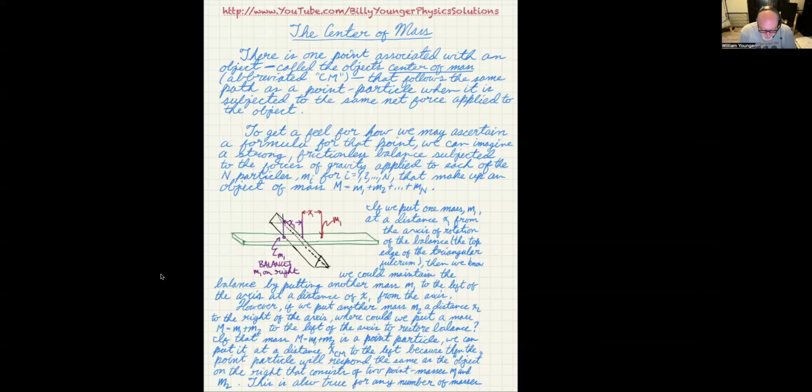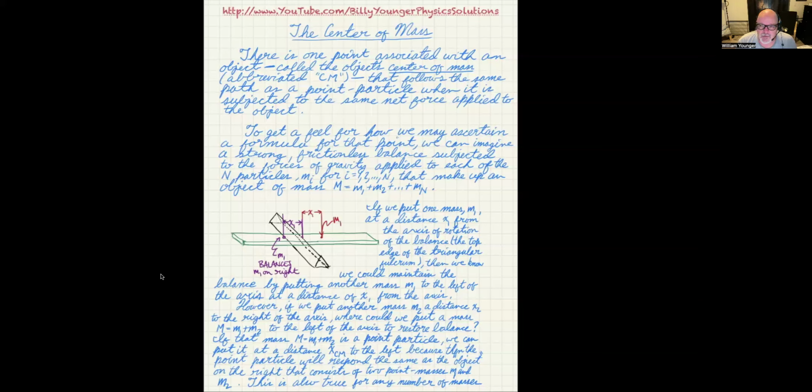So if we think about that, we see in some sense that other point where we put the mass M1 is acting like the equivalent of the center of mass, because it has the same forces subjected to it, specifically the force of gravity, which is downward and is M1 times G, acting downward on the right and acting downward on the left.